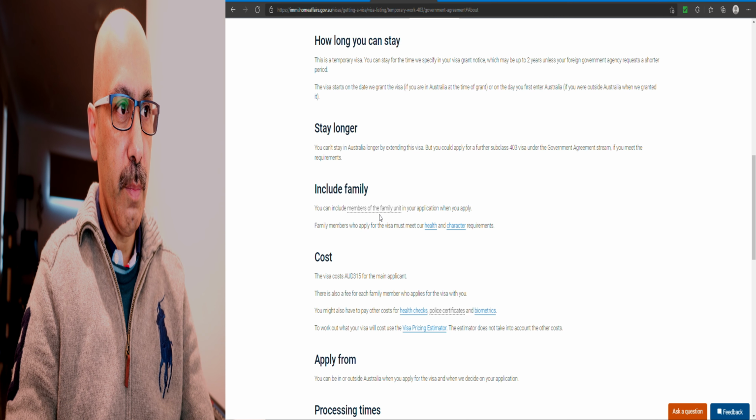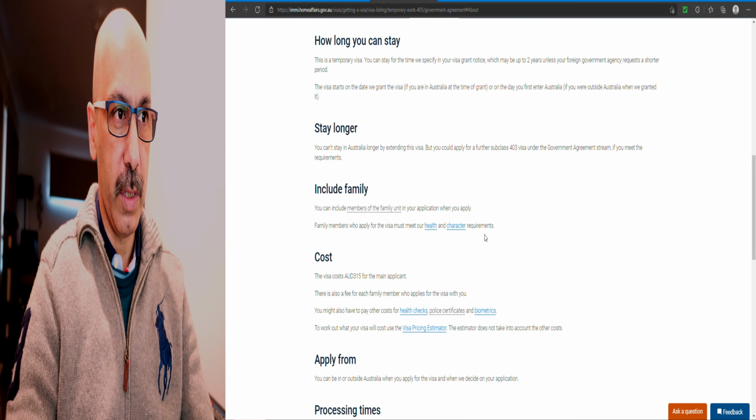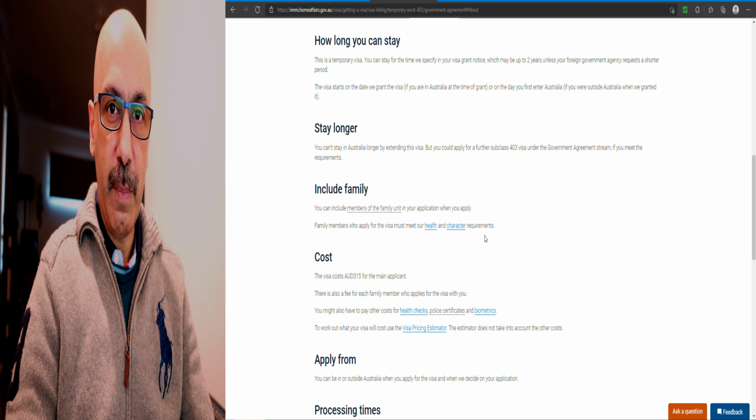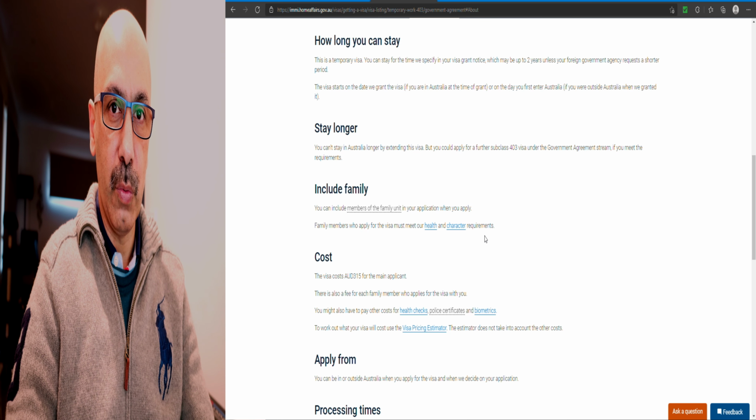Include family. You can include members of the family unit in your application when you apply. Family members who apply for the visa must meet our health and character requirements. So you can bring your family members with you to Australia to live with you on this visa, and they need to meet the health and character requirements. They need to go through a medical checkup to meet the health requirement and a police check to meet the character requirement.